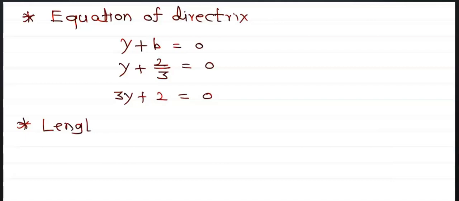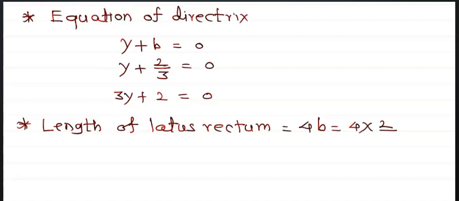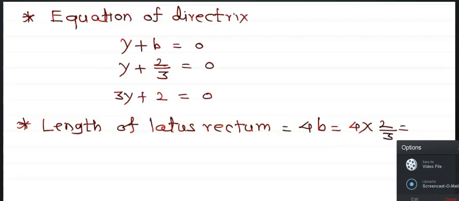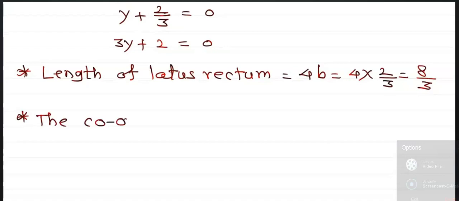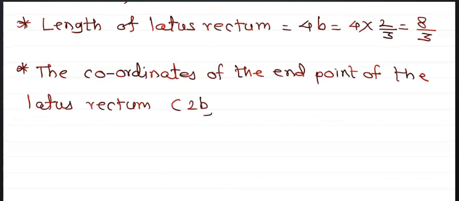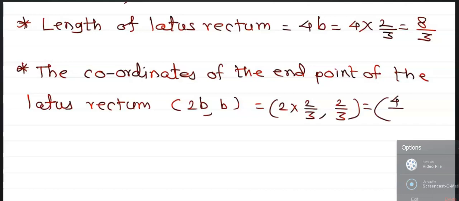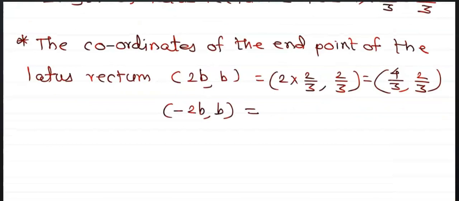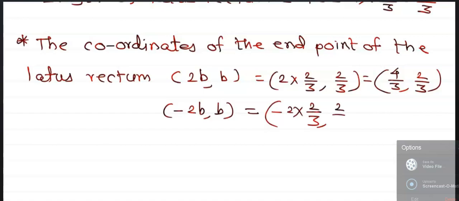Length of the latus rectum is 4b, that is 4 into 2 upon 3, that is 8 upon 3. Coordinates of the endpoints of the latus rectum. This is 2b, b, and here it is 4 upon 3, 2 upon 3. And next is minus 2b, b, minus 4 upon 3, 2 upon 3.